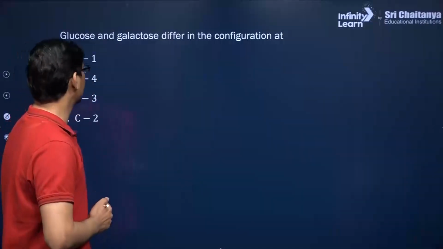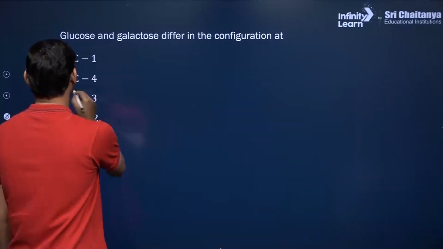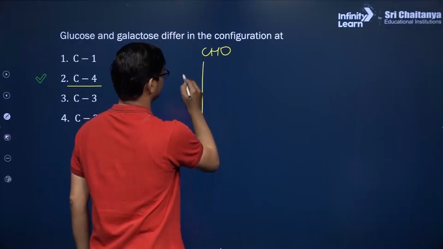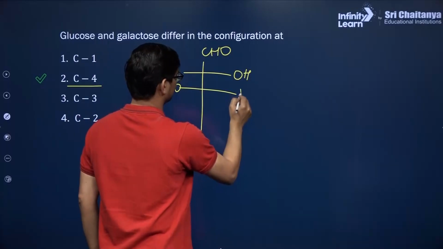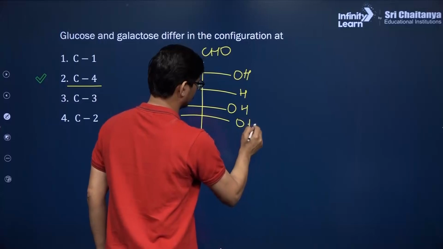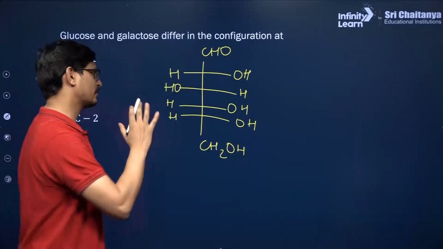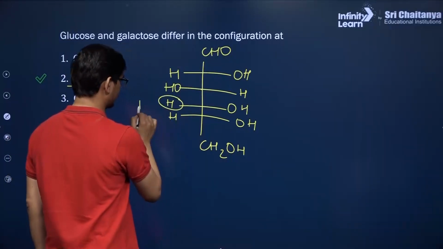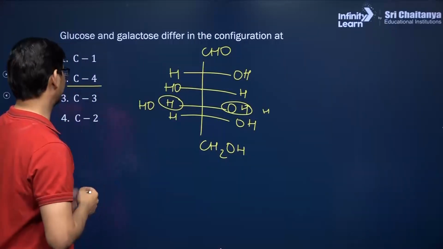The first question was, glucose and galactose differ in the configuration at, of course, very easy question, at C4, right? Because this is glucose. Galactose looks exactly like this except at 1, 2, 3, 4. Here in galactose we have OH and here we have H. So they differ in the configuration at C4.